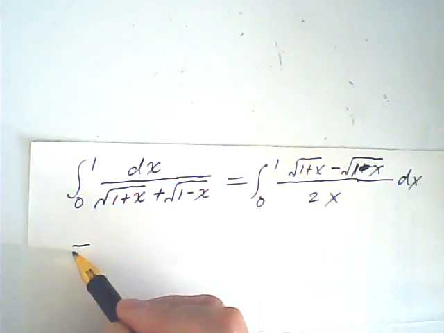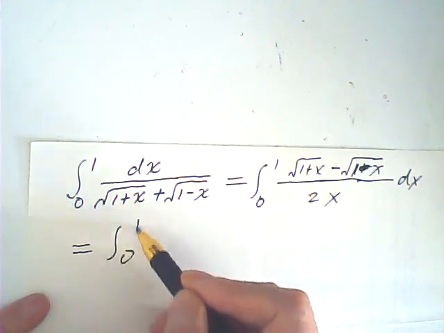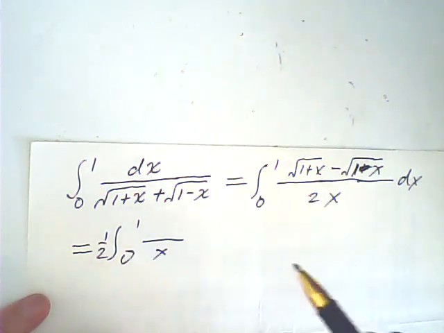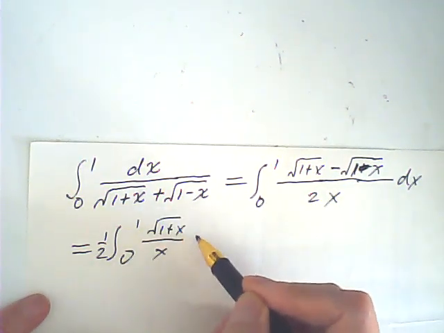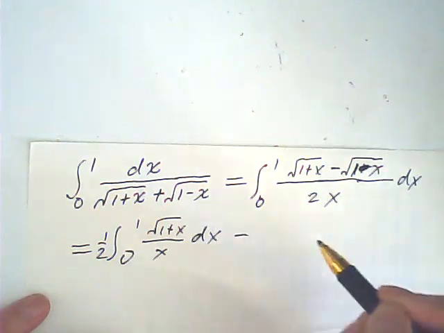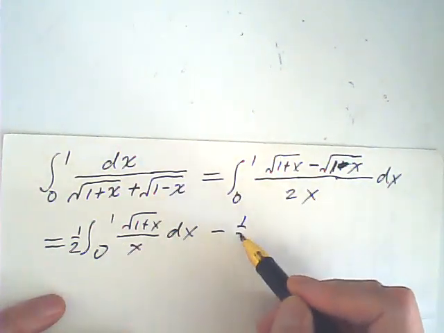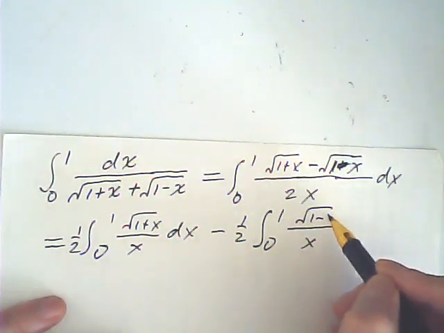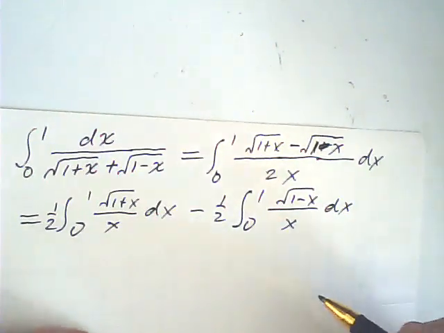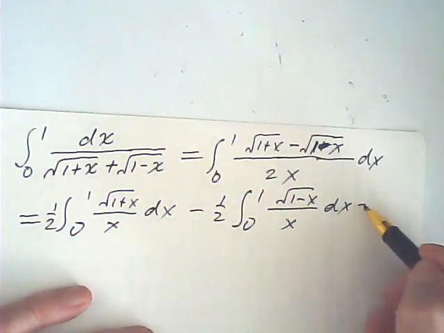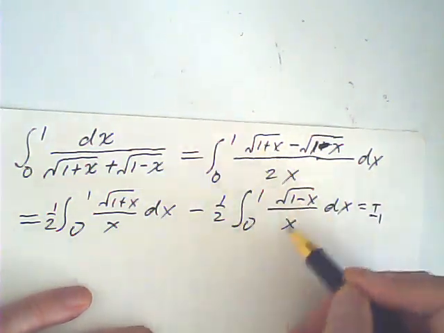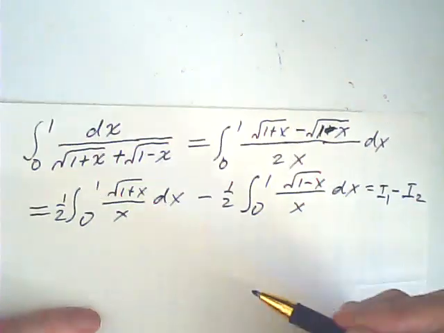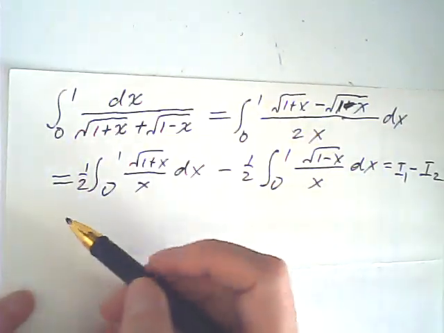Now, then it becomes 2 times the integral from 0 to 1 of 1 half x times the square root of 1 plus x dx, minus 1 half integral of x times the square root of 1 minus x dx. Well, I call this one I1. I call this one I2. Can I just do them separately?